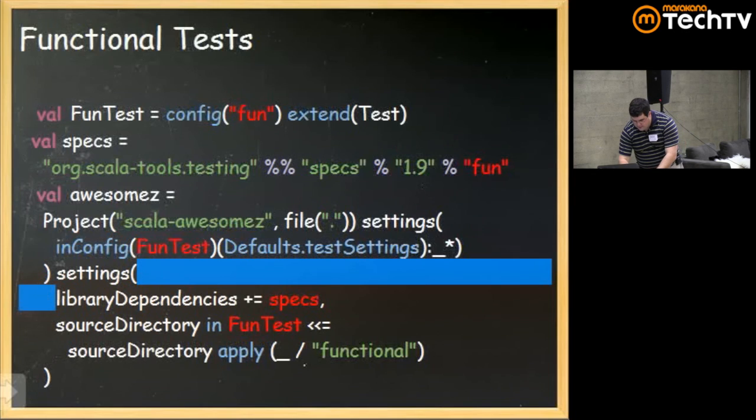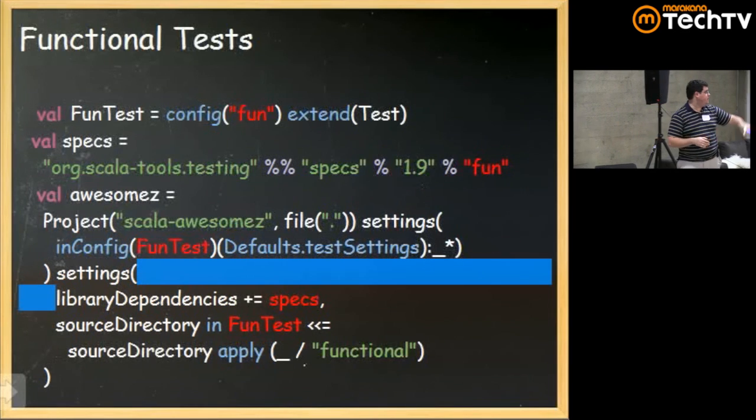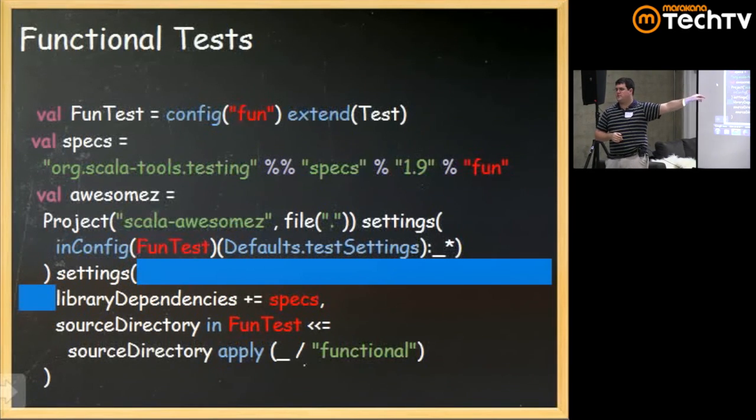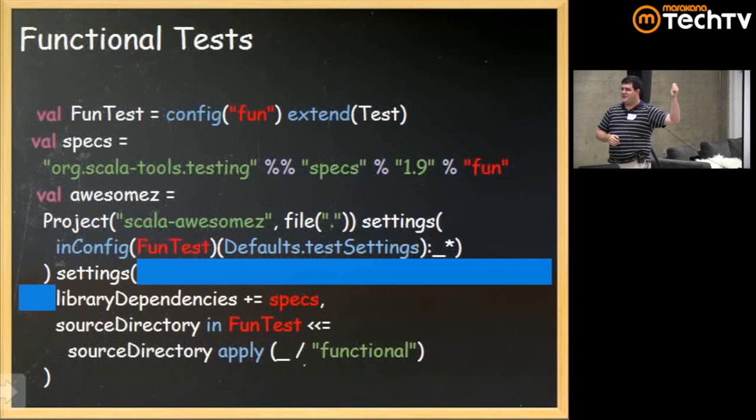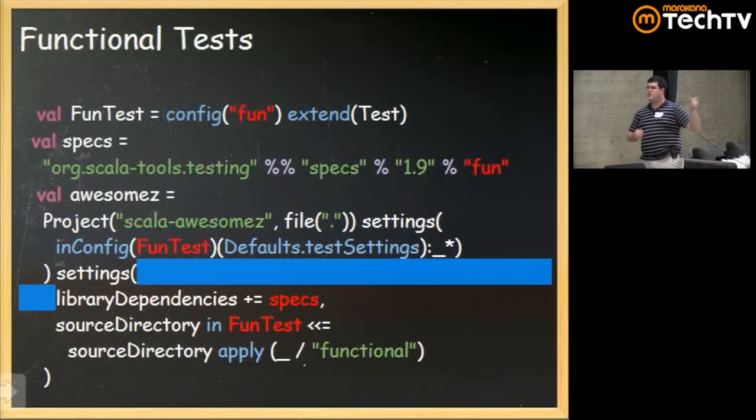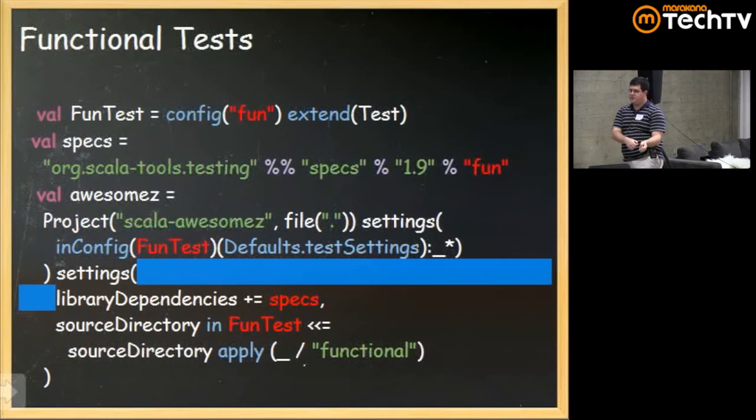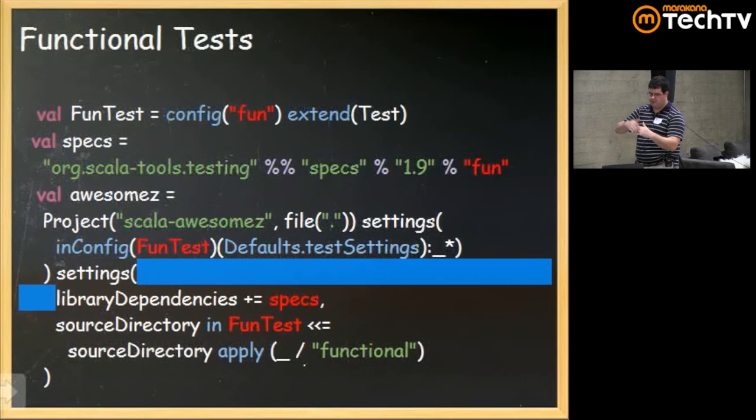Okay, that should not be highlighted anymore. If I want to define functional tests, what I can do is define a new configuration called fun, because functional tests are fun. And I can extend the test configuration, right? So I will get all of my testing libraries in my functional testing settings.